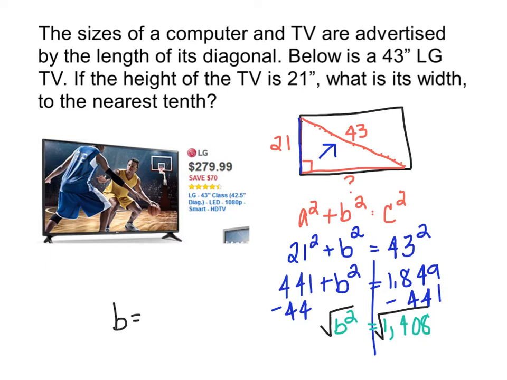Come over here. And when I take the square root, I get 37.52. But it says to the nearest tenth, so I'm looking for just one number after my decimal. So I need to look at this second digit and ask myself, does the 2 make the 5 bump up or stay the same? And it's going to make it stay the same. So the width of my TV is going to be approximately 37.5 inches.